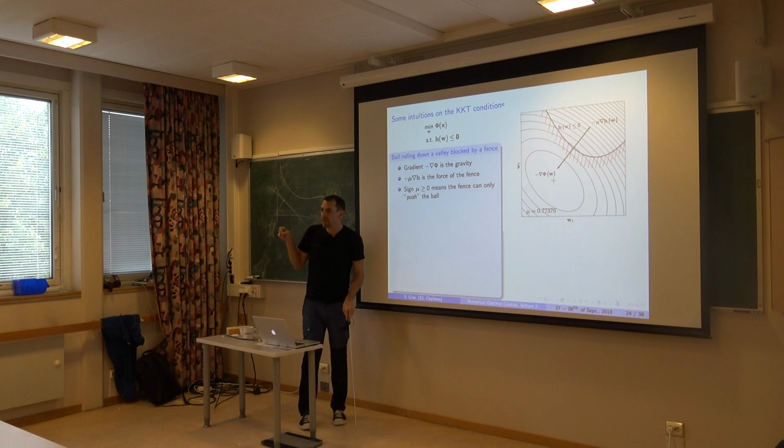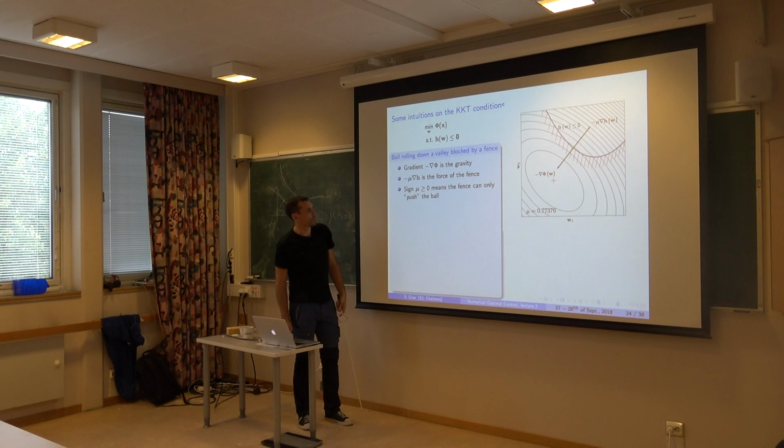If you think about the lambdas on equality constraints, they don't have a sign, because equality constraints can restrain the mass in every direction, right? They can push or pull. That's why the lambdas are not signed.